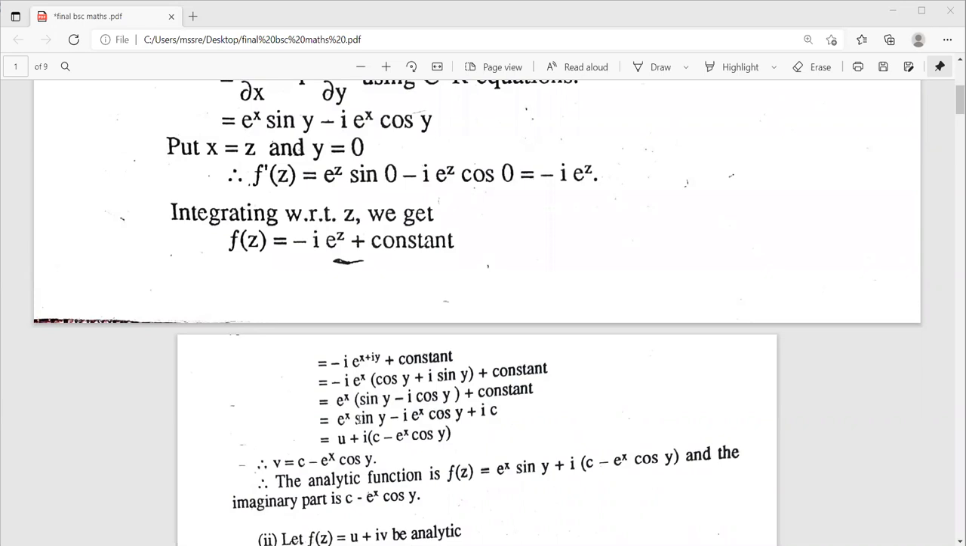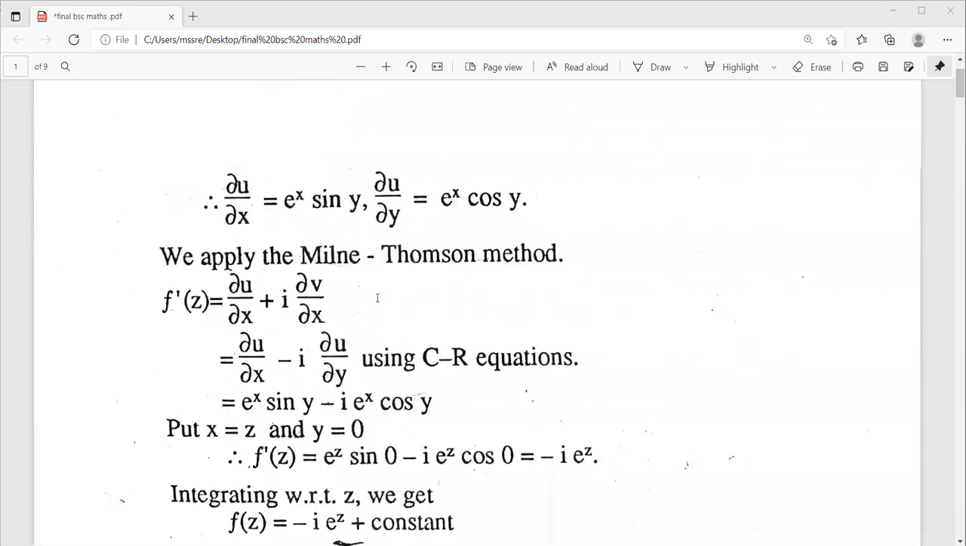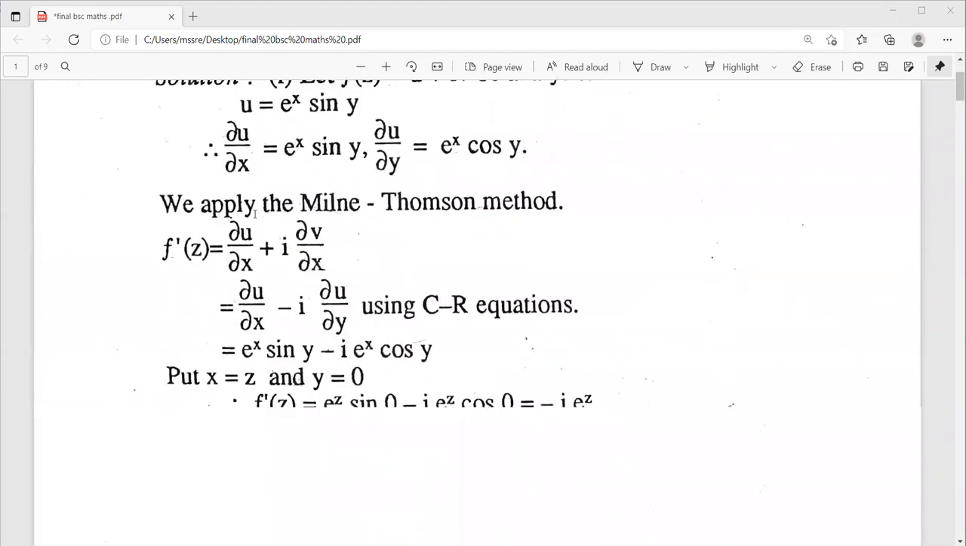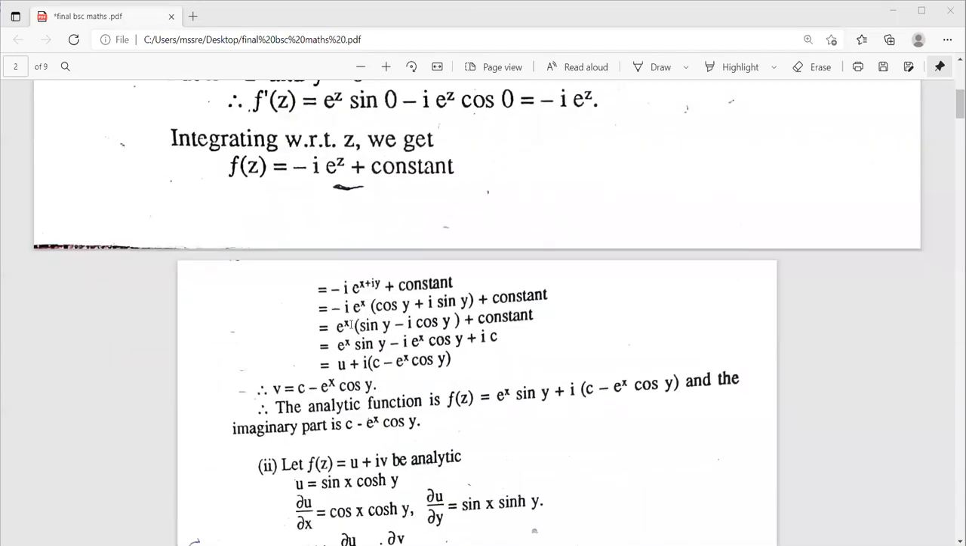Next, if you multiply this e raised to x sin y minus i e raised to x cos y plus constant, the constant can be written as i into c. This is because e raised to x sin y is the real part. The real part you cannot alter because it is given. What is given there in the real part? e raised to x sin y. I, you cannot associate here because e raised to x sin y is the real part, it is given. Therefore, you have to associate i with the constant. So therefore, the constant can be written as i into c.